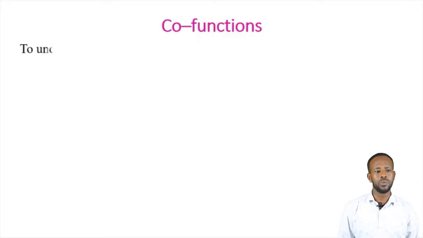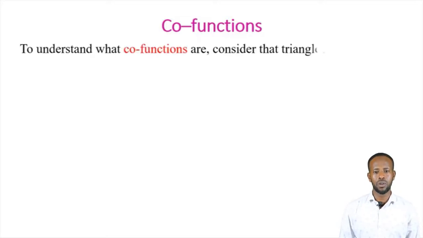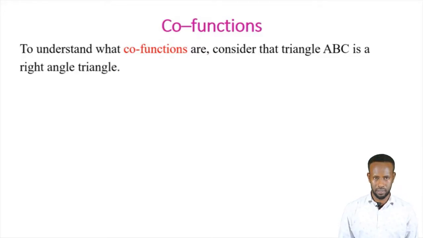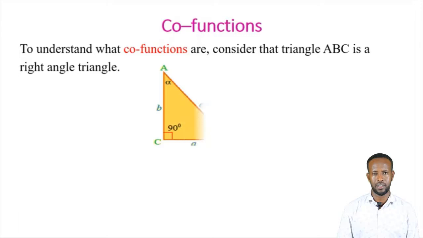Okay, now to understand what cofunctions are, consider that triangle ABC is a right angle triangle. Assume this is the triangle. Right angle triangle ABC. Angle C is the right angle, it is 90 degrees. Angle alpha and angle beta are acute angles. Each angle is less than 90 degrees.